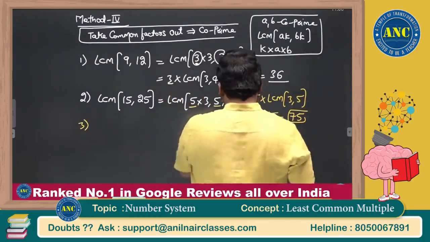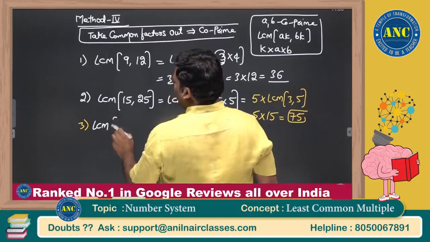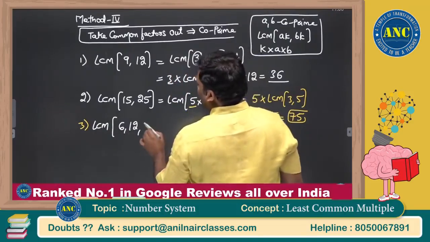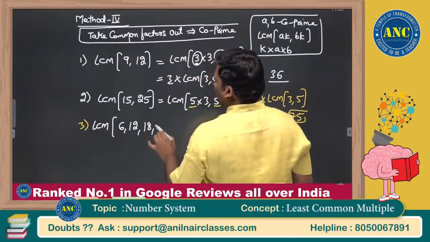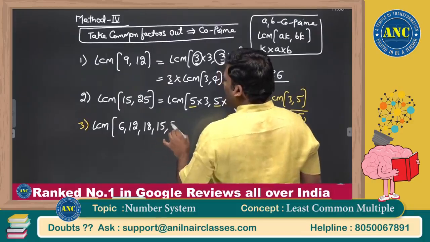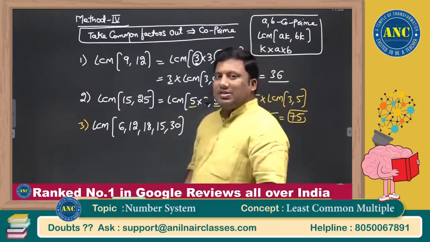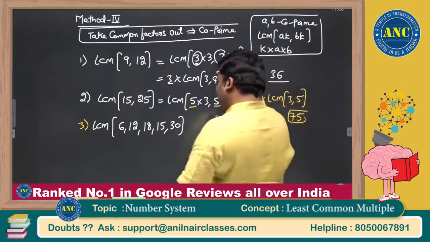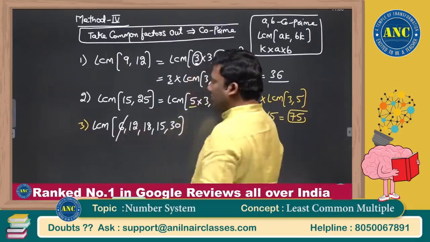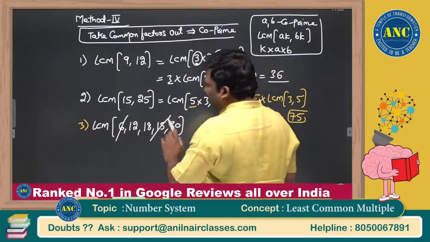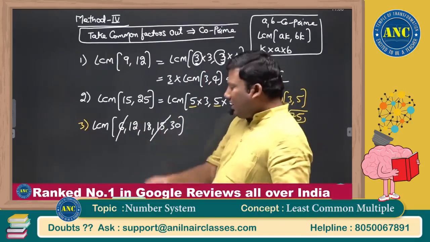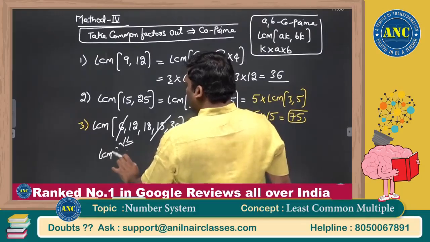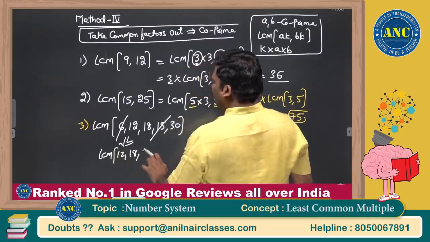Now listen carefully to the third problem, and you will understand it much more clearly. 6, 12, 18, 15, 30. First, 6 is a factor of 18, so remove it. 15 is a factor of 30, so remove it. Remove all the factors of the larger numbers. So this question can be condensed to 12, 18 and 30.